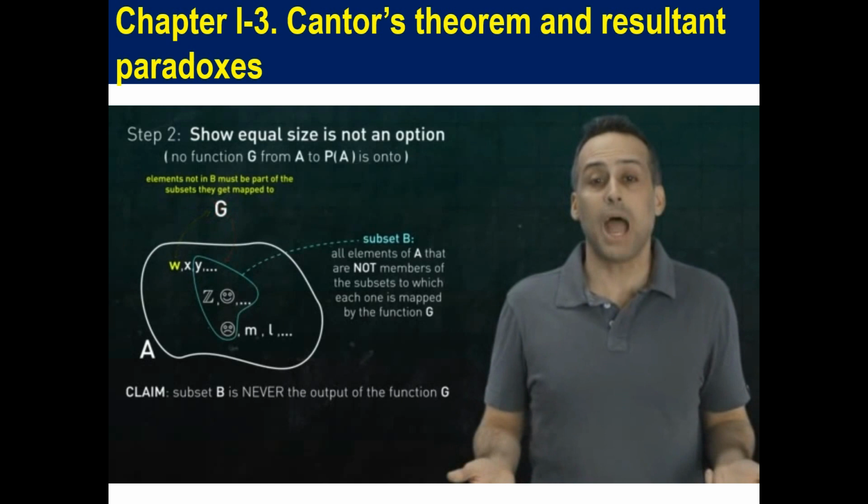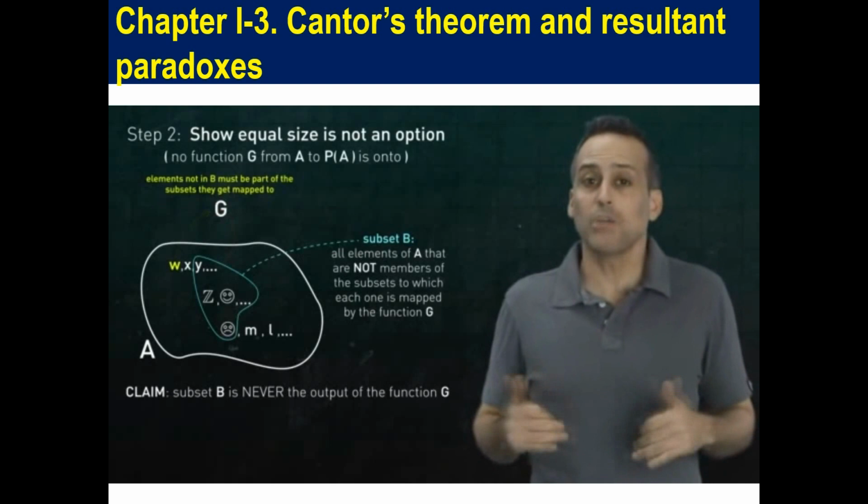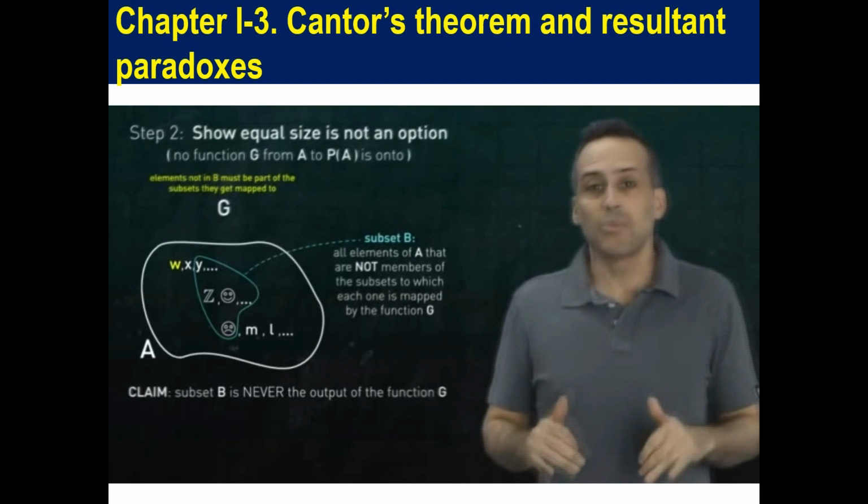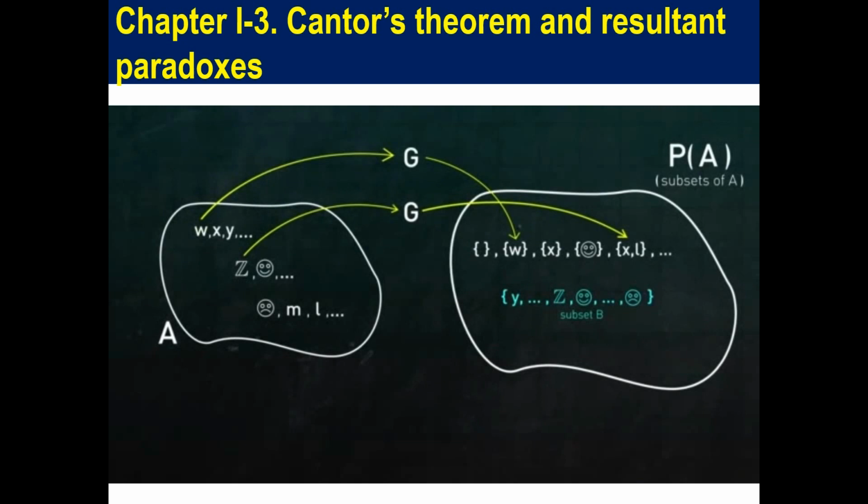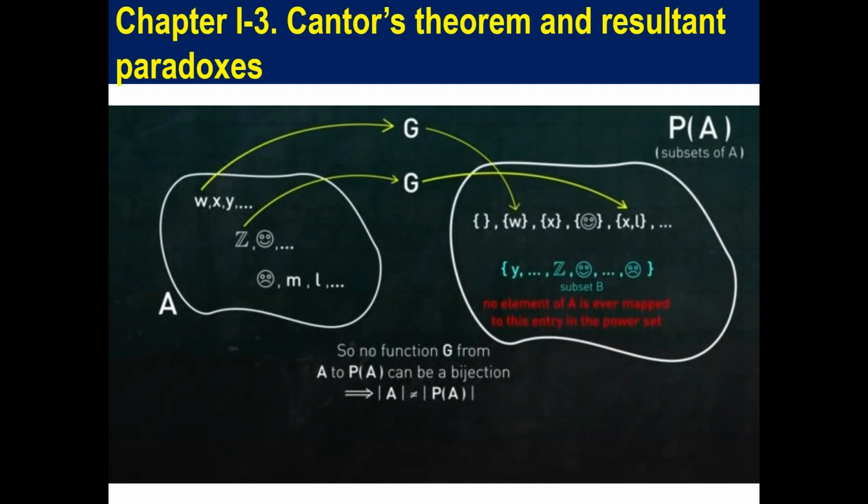But we didn't specify what rule g was, and our argument didn't depend on assuming that the set A was infinite versus finite, which means there's at least one subset of A, namely B, that no function that maps elements to subsets ever outputs, which means there's at least one element of the power set, B, that can never be spit out by such functions. So that no mappings from A to its power set can ever be onto. But that means there's no bijections between A and P of A, which means their sizes can't be equal. Now, since we already saw that the size of A is less than or equal to that of P of A, the only remaining possibility is that the cardinality of P of A is strictly greater than that of A.